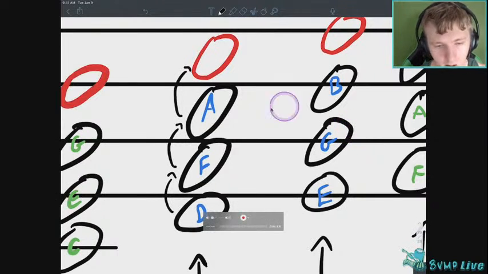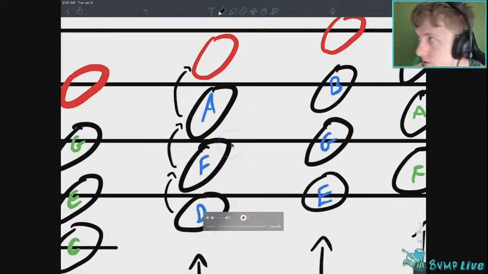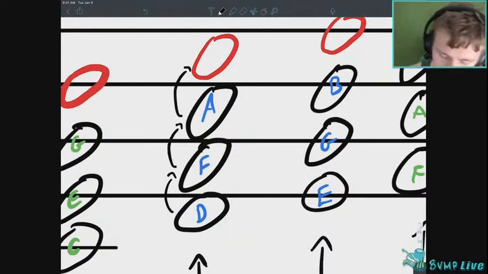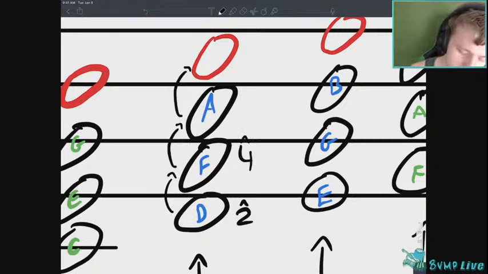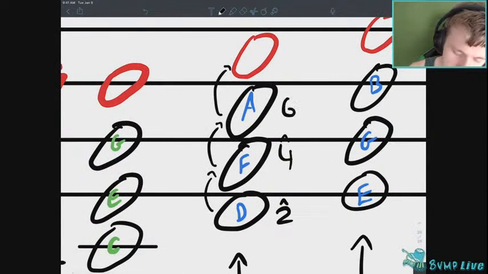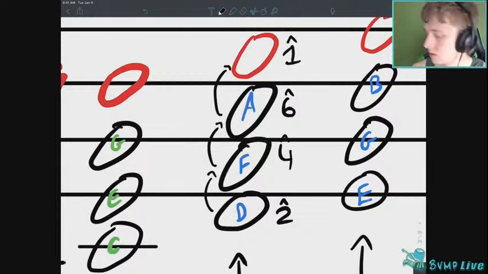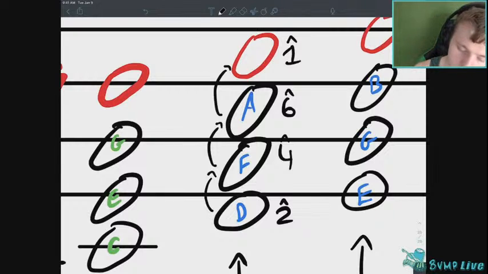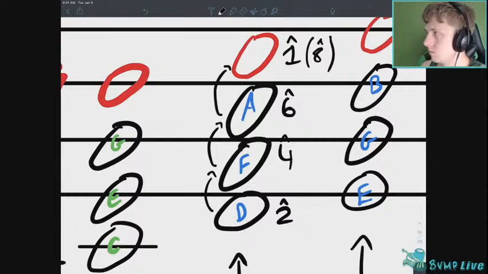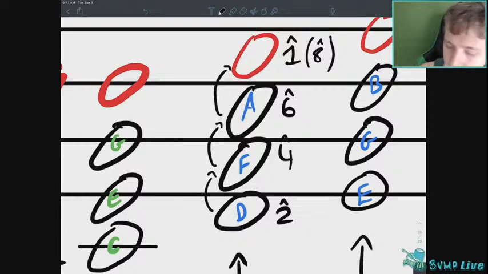If we were talking about it in terms of the scale degrees of C major now, it would be a little bit more confusing. We'd have 2, 4, 6, and then actually 1 again, or 8. They mean the same thing, technically. Yeah, because a scale degree 8 is the same as scale degree 1. This is just up an octave.